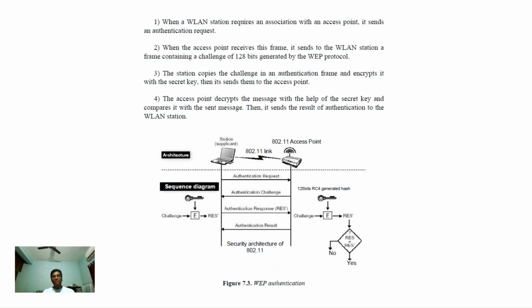First, if the WLAN station requires an association with the access point, it sends an authentication request. Once the access point receives the frame, it sends to the WLAN station a frame containing a 128-bit challenge. The station copies the challenge into an authentication frame and sends it to the access point. The access point will then decrypt the message with the help of the secret key.